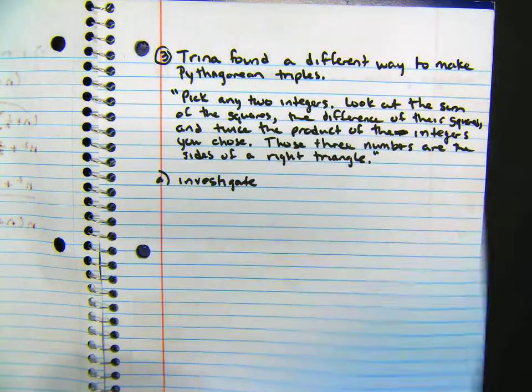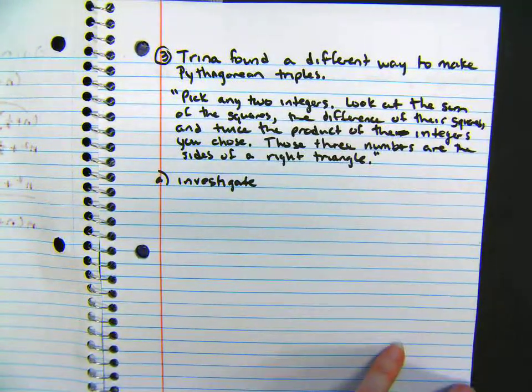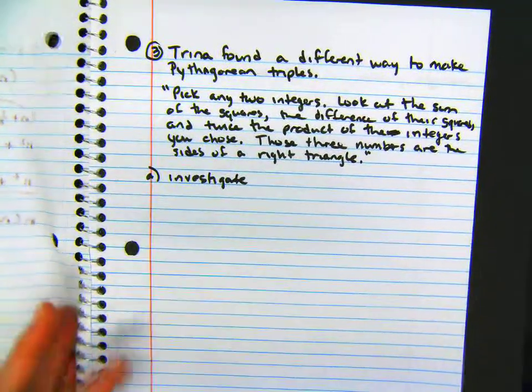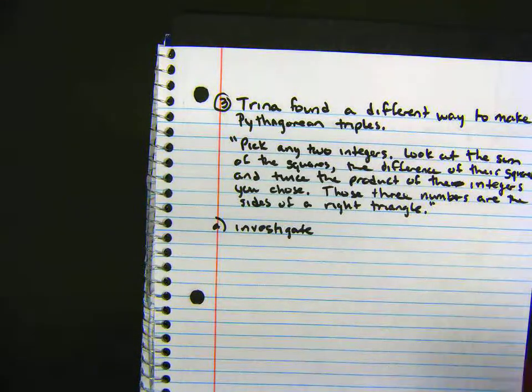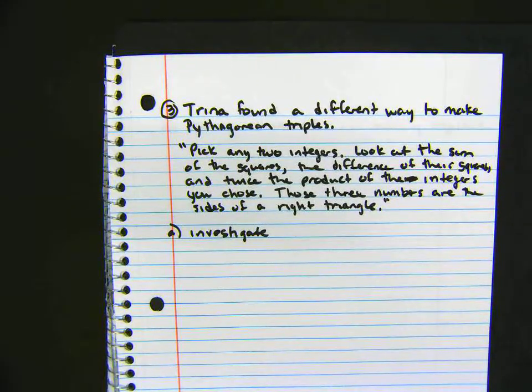It's very fun. So the third one, the one that actually comes from the standards, is this one. Trina found a different way to make Pythagorean triples. That's why it says a different way. So if you've skipped problem 2, you might like to delete that different out of the worksheet so that it doesn't say a different way. And hers is pick any 2 integers. Look at the sum of the squares, the difference of their squares, and twice the product of the integers you choose. These are the sides of a right triangle.